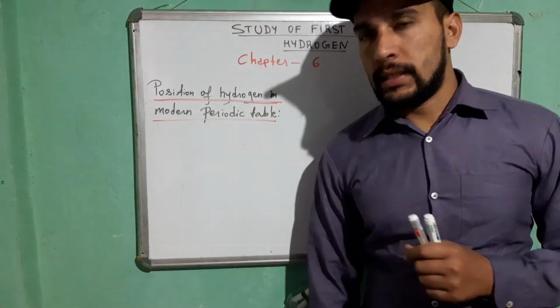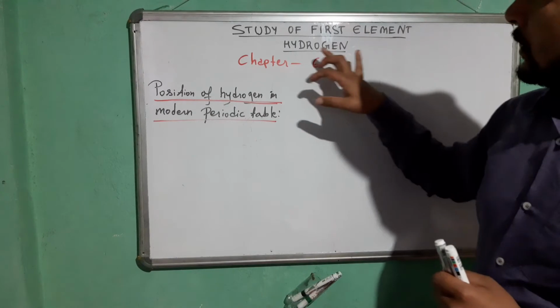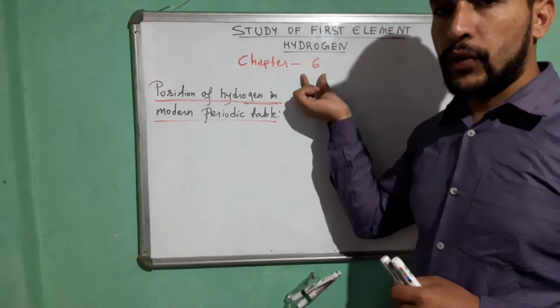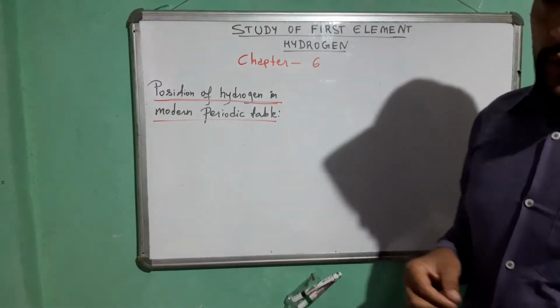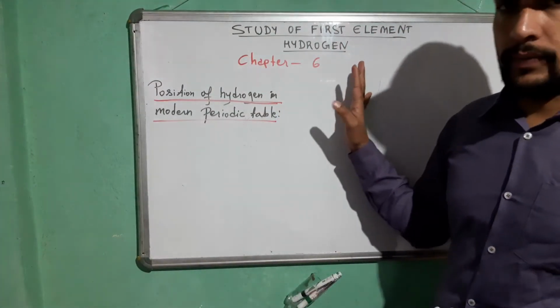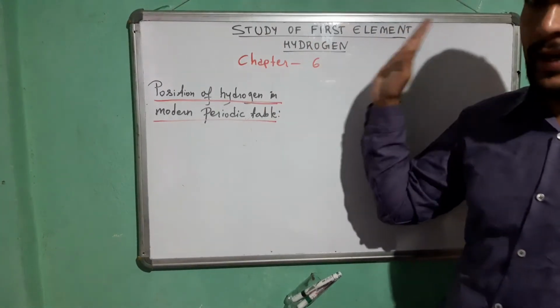In today's class, let's start a new chapter, that is study of first element, hydrogen. Okay, so it is chapter 6 of your book. So first, in this chapter, you have to learn about hydrogen. Okay, chapter itself says that study of first element, hydrogen.